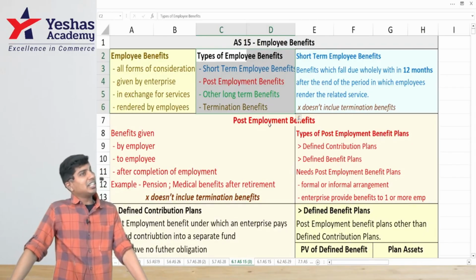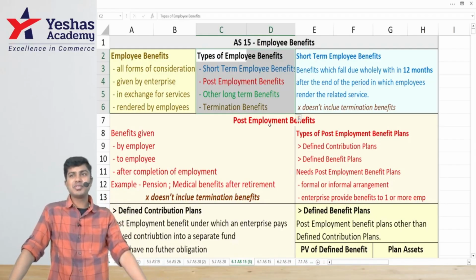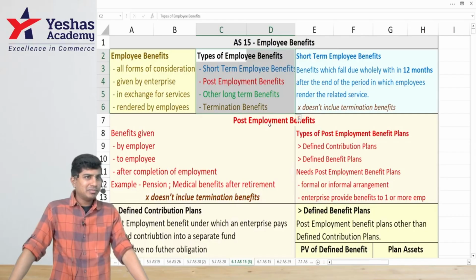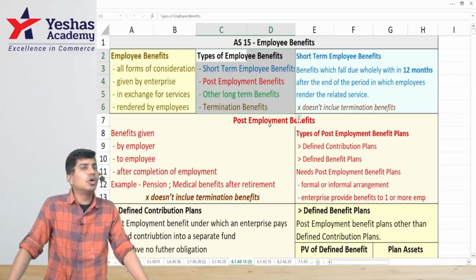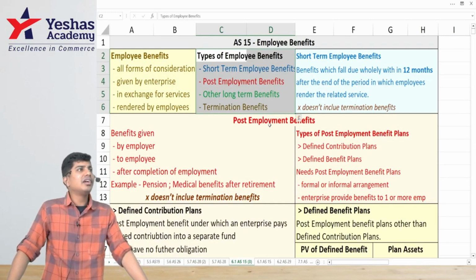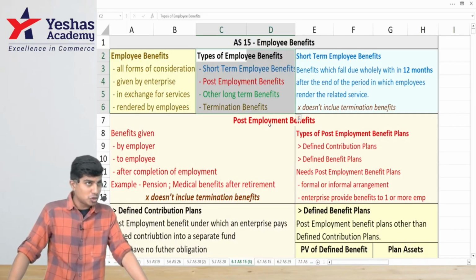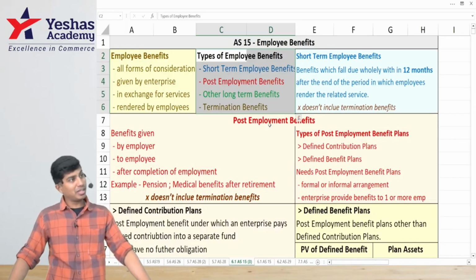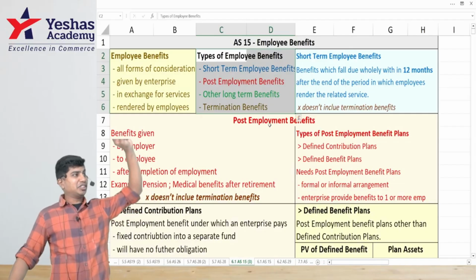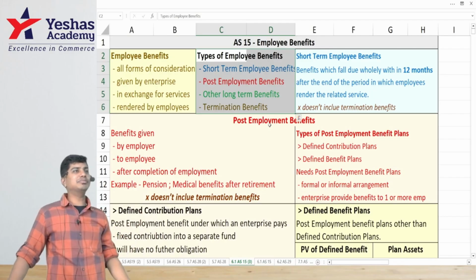Payable within 12 months from the end of the year in which service is taken, then it is short term. For example, I am your employee. I gave you service in September 2025. The end of the year in which I gave service is 31st of March 2026. If you are supposed to pay me money within 12 months from the end of that year, meaning till 31st of March 2027, it is short term.